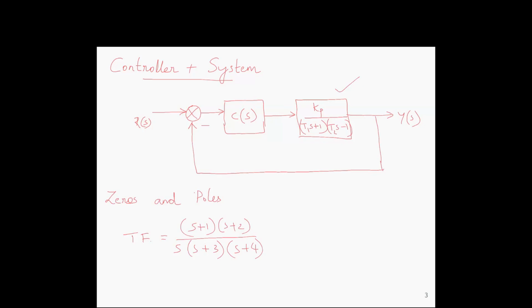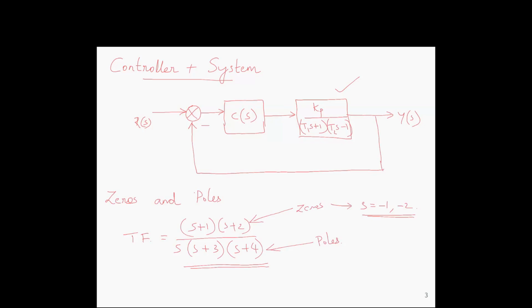Now before going into the details, I'll just explain what the zeros and poles of a transfer function are. Suppose this is a transfer function. The roots of the numerator are called the zeros of the system, and the roots of the denominator are called the poles of the system. So here, whenever you equate the numerator to 0, you will get the roots as -1 and -2. So the zeros of the system are -1 and -2.